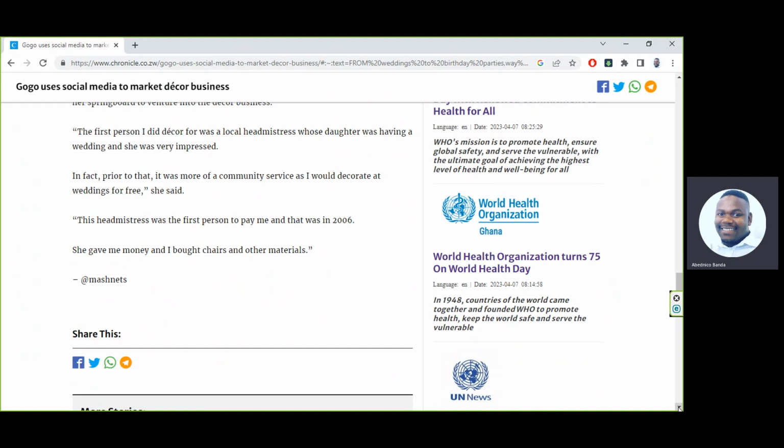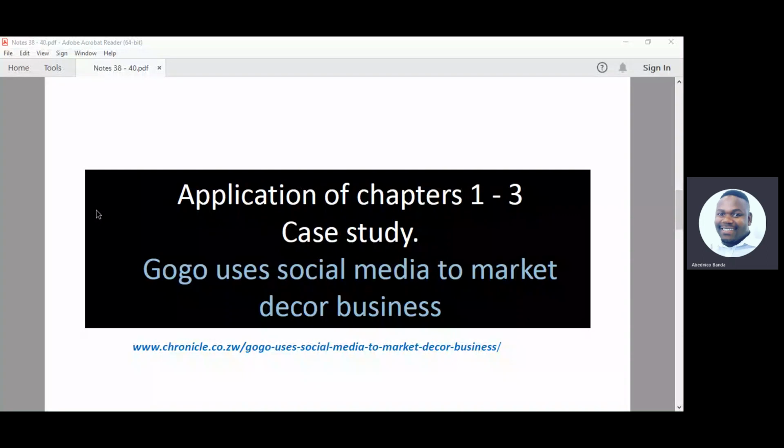So that's the brief case study about a grandmother who is using a Facebook page to market her events business in terms of decoration. So we are going to go back now to our exercise. We have read the case study.